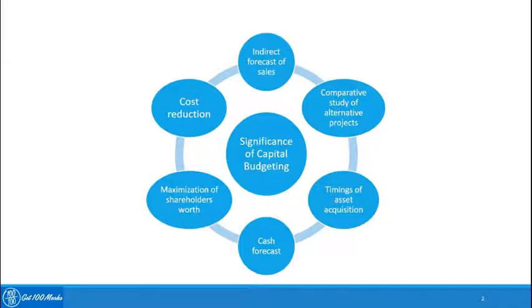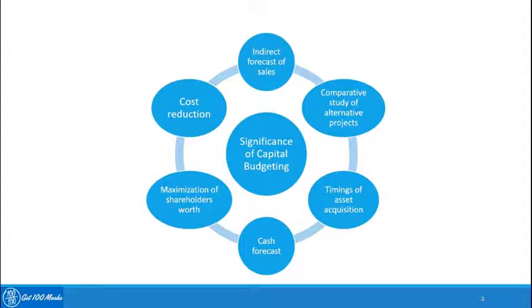Let's start with indirect forecast of sales. Now, what does it mean by indirect forecast of sales? I had discussed it in the features of capital budgeting that it requires forecasting cash flows from a project. In case the company is deciding to invest in a project, obviously it has to forecast the cash flows. So where will the cash flows come from? It's understood that the cash flows will come from its sales. So in a way, the company is forecasting its sales. So that's one significance.